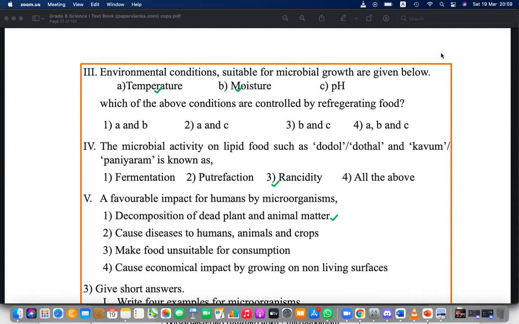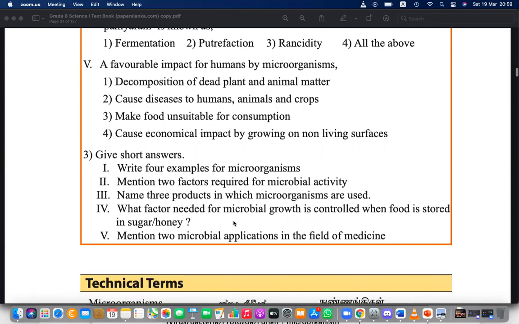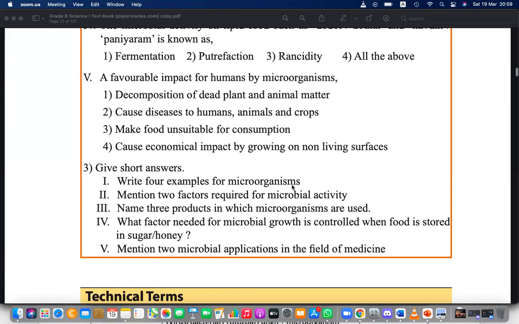So finally, he asked some more questions. Let's go through the set of questions. Write 4 examples of microorganisms. It's easy. Fungi. Yes, tell me. Fungi. Other 3? 4 examples of microorganisms. Hope you remember the names.